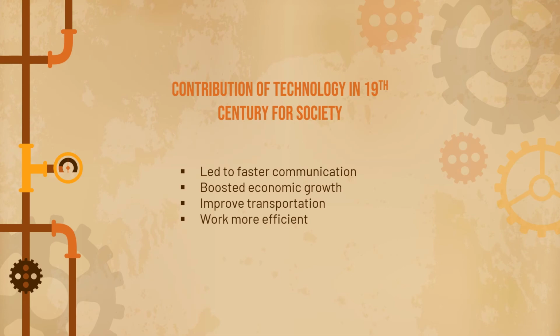Next, technology in the 19th century brought a lot of changes. The inventions that were created led to faster communication, like the telephone and telegraph. Technology also boosted economic growth in the 19th century. For example, textile machines produced more textiles so more products could be commercialized. Apart from that, the railway also improved transportation from one place to another. Lastly, work became more efficient as there were machines to replace human energy.